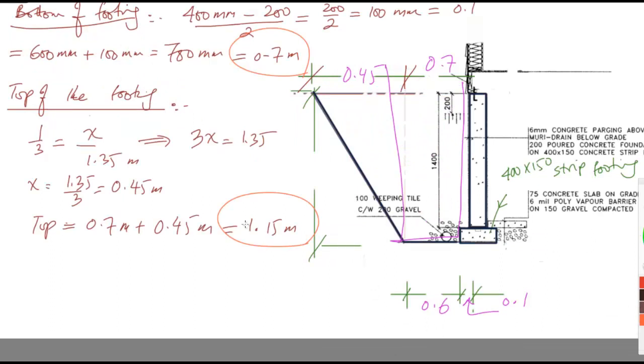So to calculate the average distance between top and bottom, the average distance will be equal to 0.7 at the bottom plus 1.15 at the top, divided by 2, and this will give us a distance equal to 0.92 something. 0.7 plus 1.15 divided by 2 is equal to 0.92.